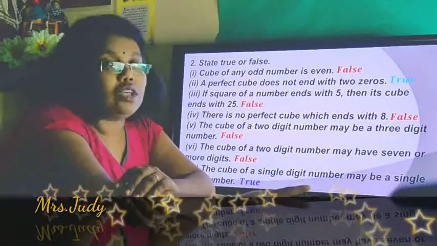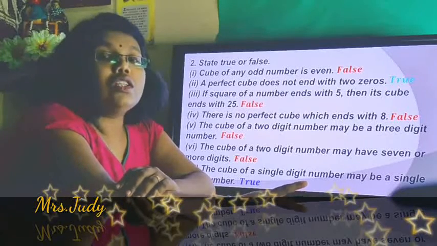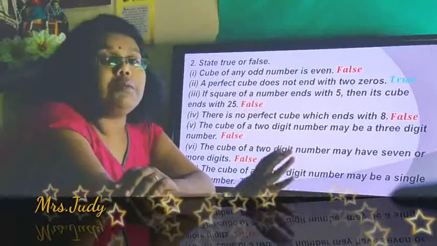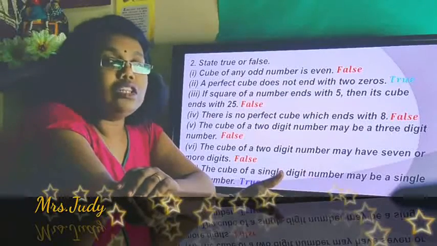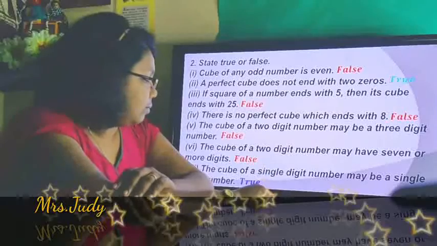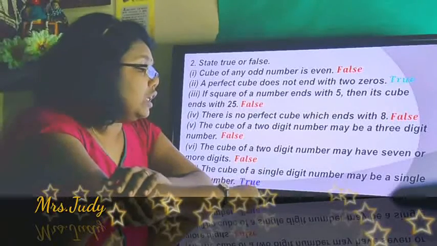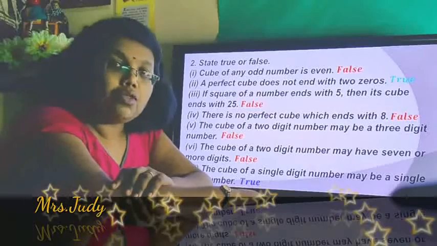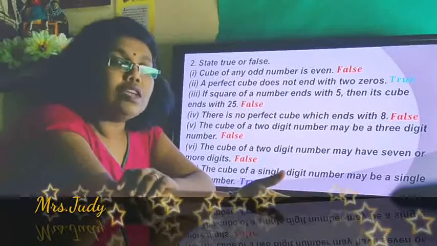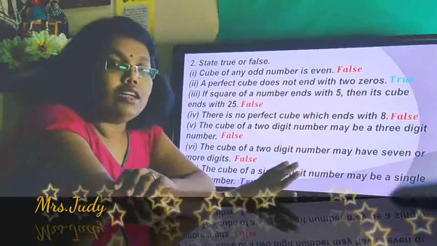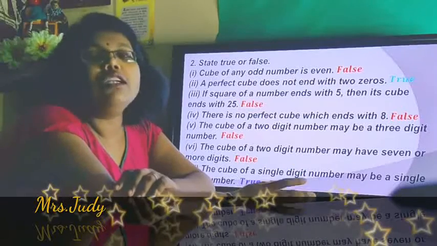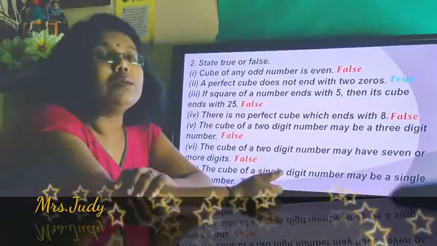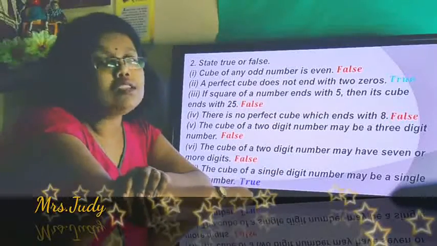A 2-digit number cannot have 7 digits in its cube, because the number of digits in cubes has to be a multiple of 3. So if there are 2 digits, then there will be 6, not 7 or 8. The cube of a single digit number may be a single digit number. That is true, because 1 cube is 1, 2 cube is 8. Till there it is absolutely true. After that it is not true. But since there are certain exceptional cases, we have to mark it as true.